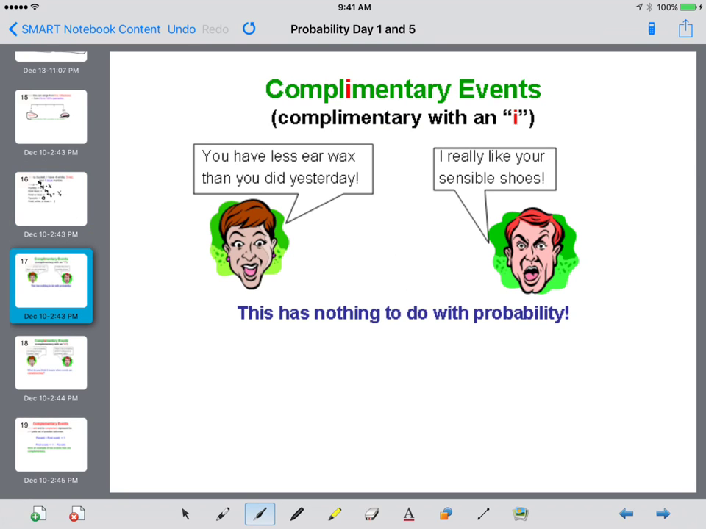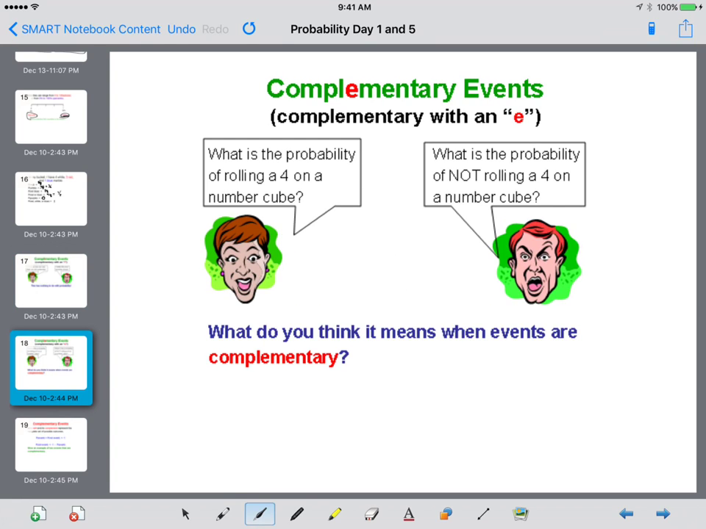Now, there is something called complementary events in probability. And complementary with an I is giving somebody a compliment. It is not a part of probability. But a complementary with an E does happen in probability. So what is the probability of rolling a 4 on a number cube? Well, there's 1 4 on a number cube. There's 6 sides on a number cube. 1 out of 6. What is the probability of not rolling a 4 on a number cube? Well, there are 5 options that are not 4. So that'd be 5 out of 6.